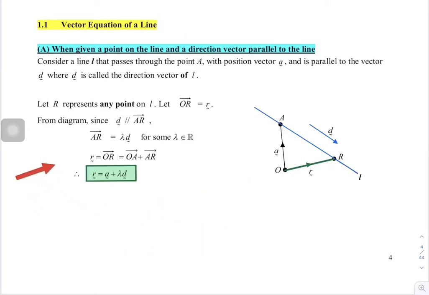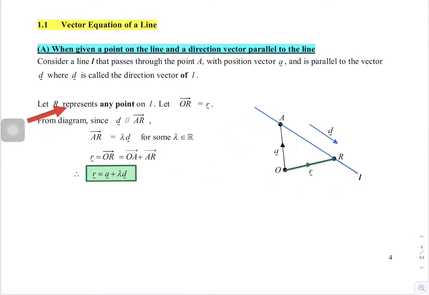So how do we describe the vector equation of a line? In this section, we are given a point on the line and a direction vector parallel to the line. So consider this particular line L. This line L passes through the point A with position vector a with respect to the origin, and this line happens to be parallel to the vector d. This vector d is what we call the direction vector of the line L.